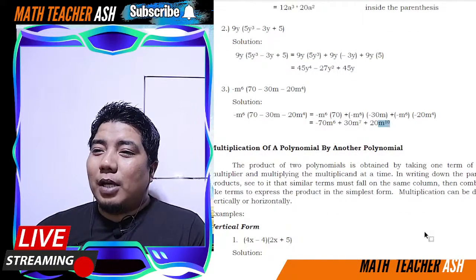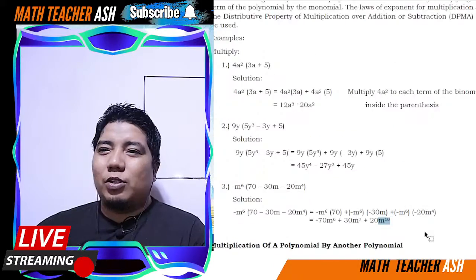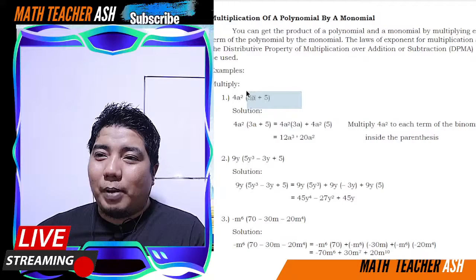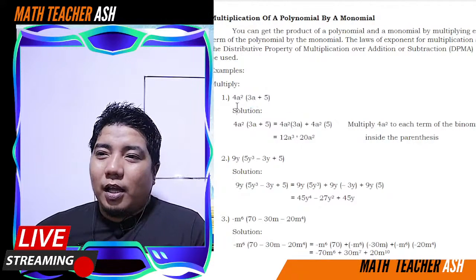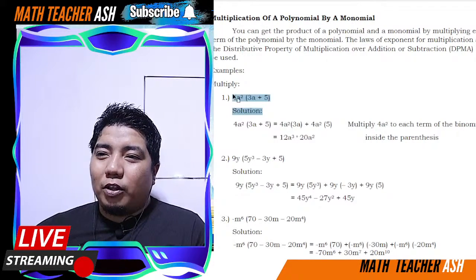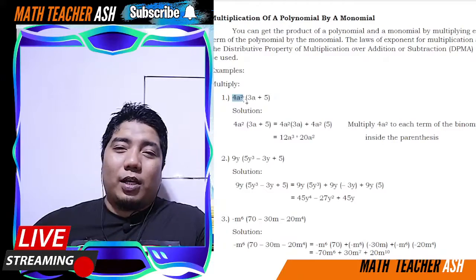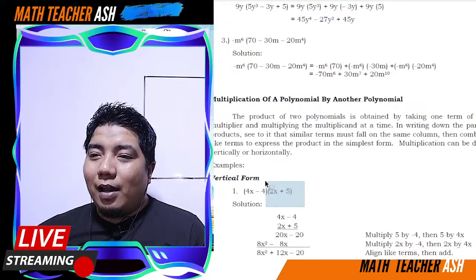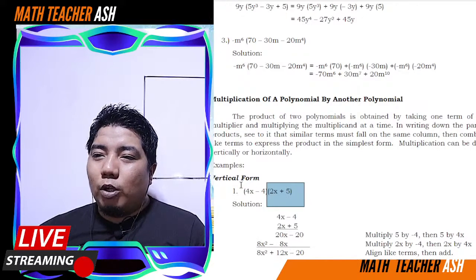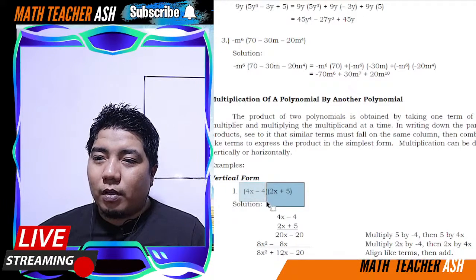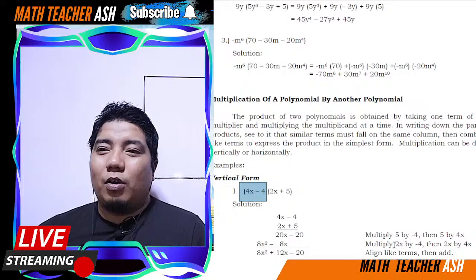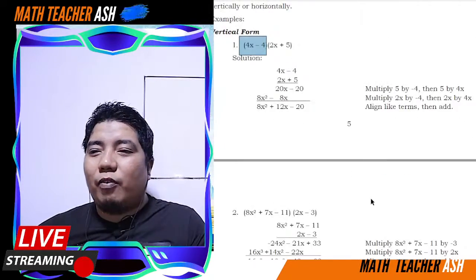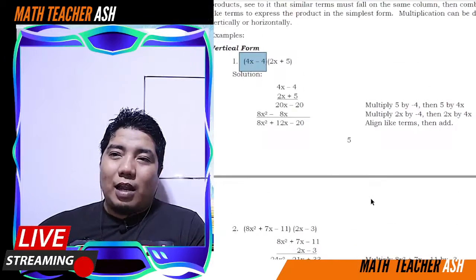Multiplication of a polynomial by another polynomial. Okay, so dito kanina, binomial ito. Okay, binomial kasi 2 terms. Ito, monomial, 1 term. Okay, so ang gagawin mo lang is to distribute. Okay, what if kung binomial, 2 terms, multiplied by binomial. Okay, may dalawang paraan para gawin ito. My dear math learners, pwedeng vertical form at pwedeng horizontal form.